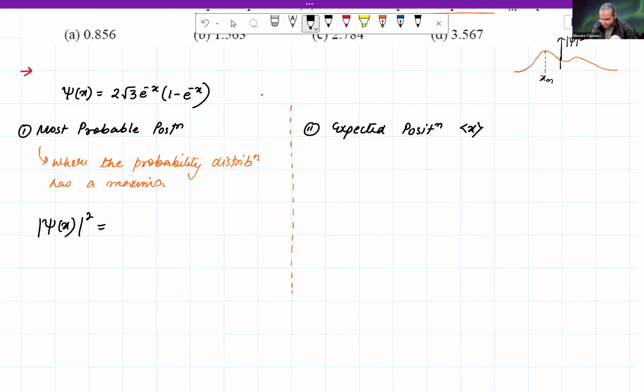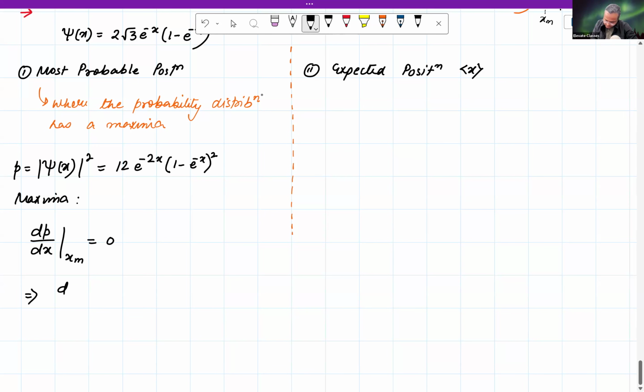Complex function तो है नहीं, तो this is going to be 3 into 4, 12 e to the power minus 2x, 1 minus e to the power minus x square, है ना? So therefore इसको हम क्या कर सकते हैं, we can take a derivative of this, maxima find out करने के लिए. So dP upon dx at the most probable position is equal to 0.